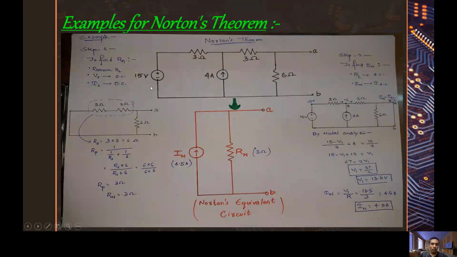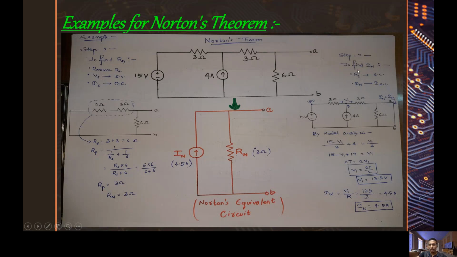Here we take an example to solve the Norton theorem for a circuit. Firstly, for finding Norton resistance, we'll remove the RL load resistance. Voltage source will be short circuited, current source will be open circuited. So the circuit diagram will look as follows, and we take these in series, which sum up to 6 ohm, and these two will be in parallel, so R parallel is equal to 3 ohm. So Norton resistance is 3 ohm.